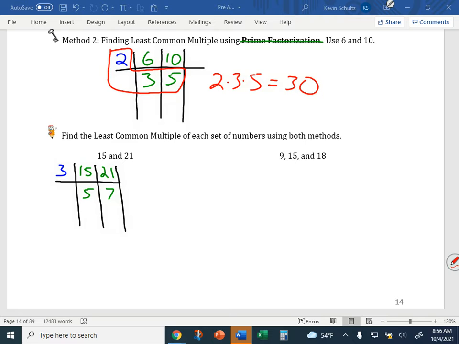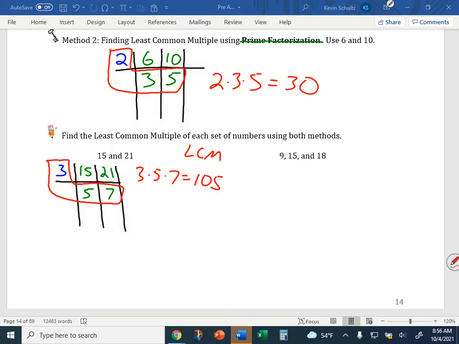For least common multiple, what's our answer going to be, and how do you find it? Look at the example above. Haley? 105. How'd you get that? Yeah. For least common multiple, it's what you have in blue as well as what you're left with. So 3 times 5 times 7 equals 105, which would be the least common multiple.